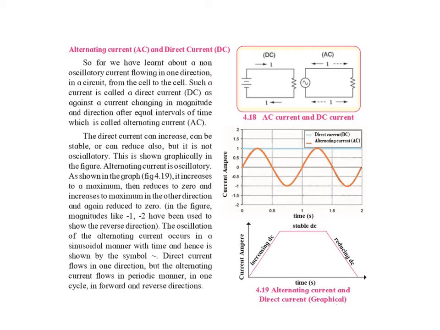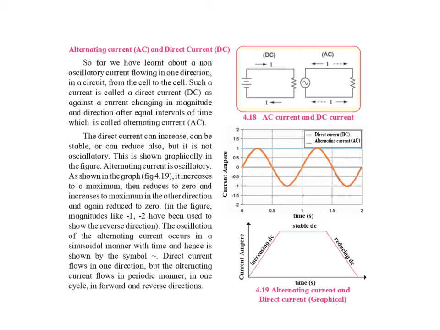So we see that in the case of direct current, the magnitude as well as the direction remains constant, but in the case of alternating current, the magnitude as well as the direction changes periodically. The direct current can increase, can be stable, or can also be zero, but it does not oscillate. As you can see in the graph given, the graph of alternating current is like a curve going up and down, whereas direct current can increase, can decrease, or can remain stable.